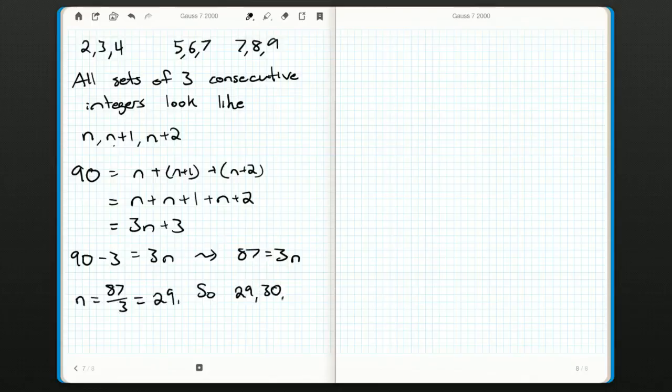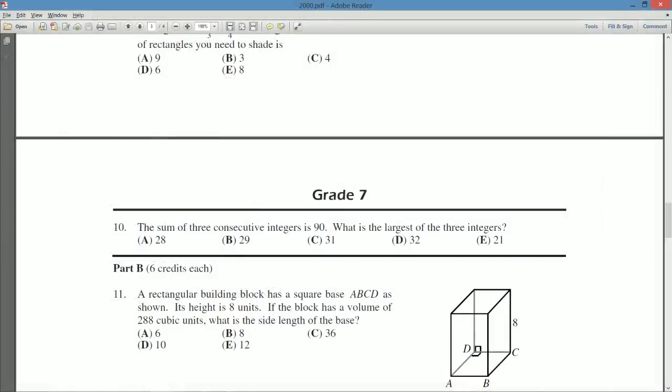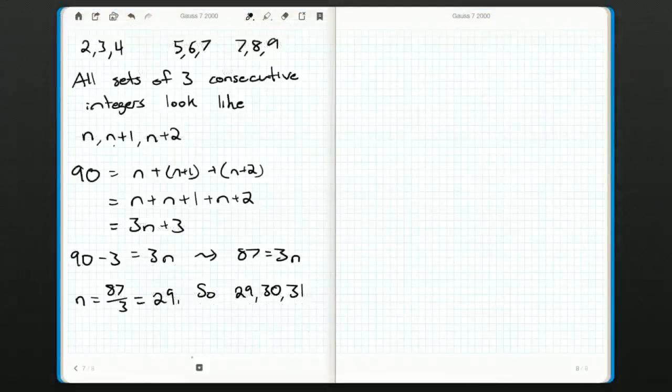So we're looking at 29, 30, and 31, and these three add up to 90. And we could stop and we could check, and we could say, hey, 29 plus 30 plus 31 on our calculator, and we get 90 out. Now the question isn't asking us for what set of three numbers there are. We're asked for what's the largest of these three numbers. Well, we know each of these numbers, 29, 30, and 31. This one here is going to be the largest.